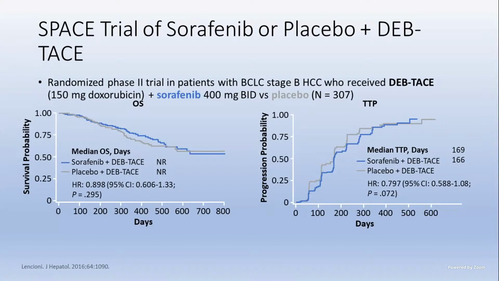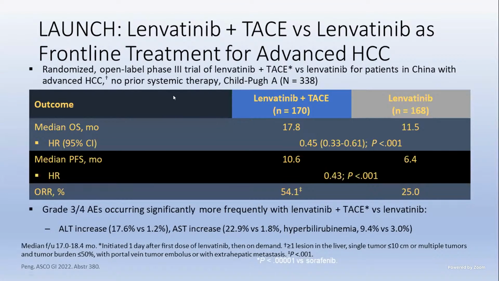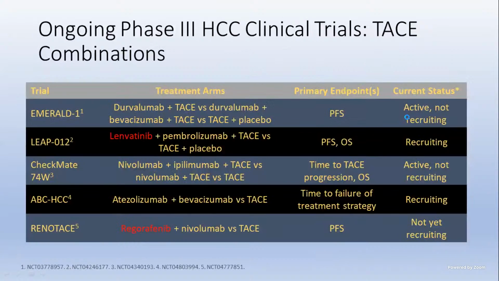There are some trials where we can use sorafenib plus loco-regional therapy in BCLC stage B, which showed some survival benefit with loco-regional therapy plus sorafenib. In some trials, lenvatinib plus TACE versus lenvatinib alone in advanced HCC showed that the median survival is more in the combination compared with lenvatinib alone.